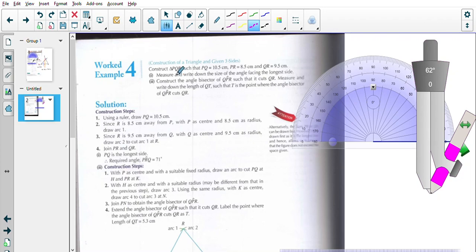Okay, now we are going to continue our lessons in worked example 4. In this topic, we have to construct a triangle by given three sides.